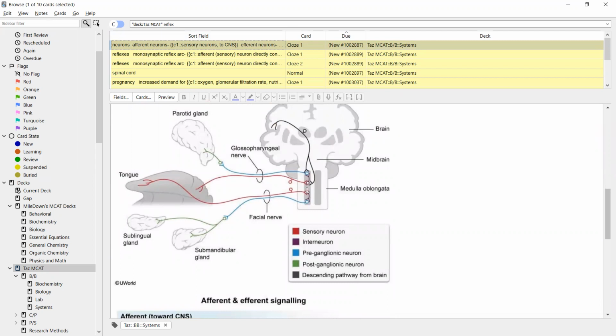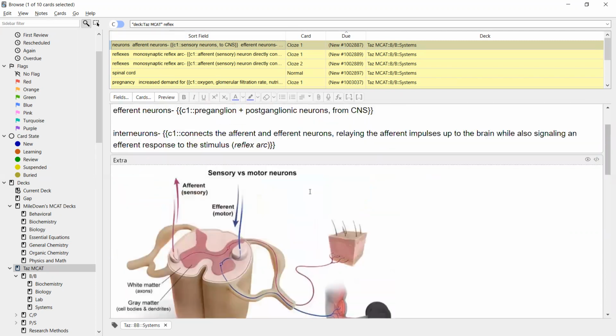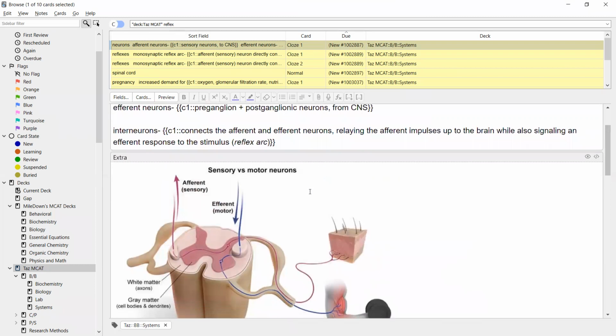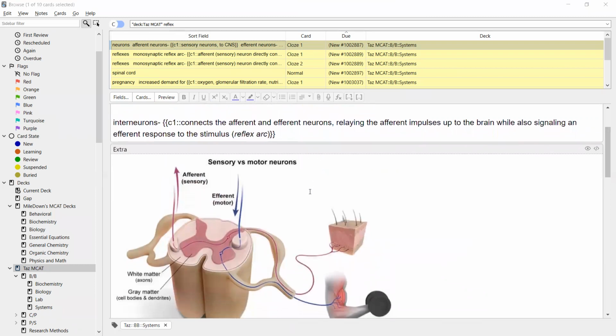So interneurons are essentially, when you have this little neuron in between the afferent and the efferent, that's effectively what an interneuron is.